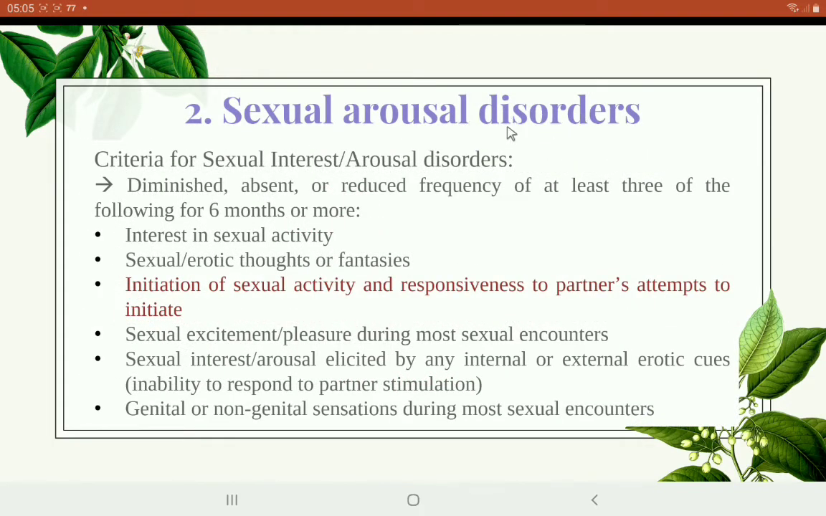Sexual arousal disorder. The criteria for sexual interest or arousal disorder is diminished, absent, or reduced frequency of at least 3 of the following for 6 months or more. The first is interest in sexual activity, sexual or erotic thoughts or fantasies, initiation of sexual activity, and responsiveness to partner's attempt to initiate, sexual excitement or pleasure during most sexual encounters, sexual interest or arousal elicited by any internal or external erotic cues, and genital or non-genital sensation during most sexual encounters.